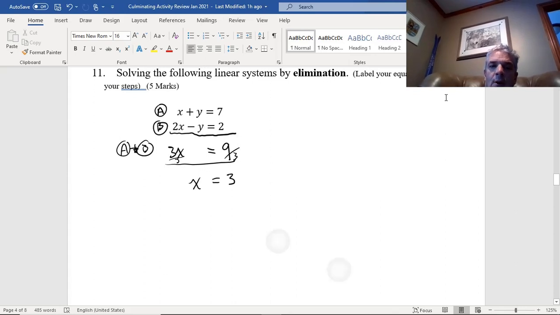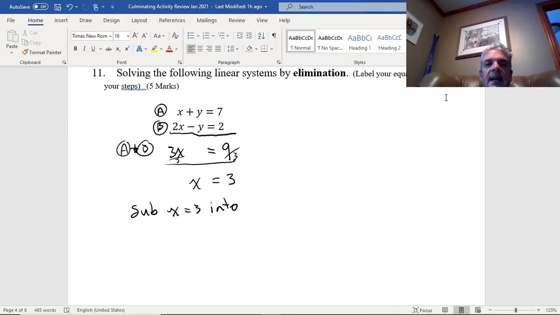So what I'm going to do now is I'm going to sub x equals 3 into, and I can pick either A or B. In this case, because B's got a minus sign and the numbers are a little off, I'm just going to choose A. It's nice and easy, okay? So I go like that. That means 3 is going to take the place of x in here, and then I can solve for y.